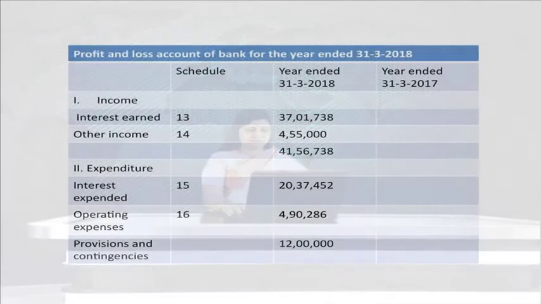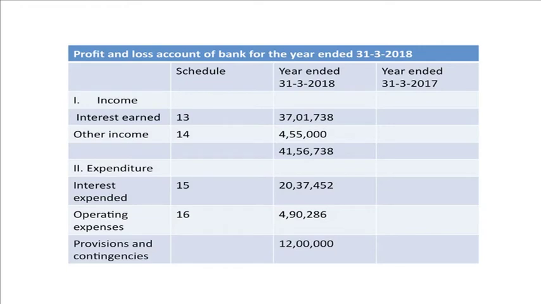There is no schedule assigned to provisions and contingencies, but it will be reflected under the P&L account after the schedules. So, here is a P&L account of the bank, and we will use this format where first we will show particulars, where income and expenditure and relevant schedules will be given. In the second column schedules will be there. In the third column, year ended details as on 31st March 2018 and previous year's figures will be given. Since we are not having previous year's figures, we will not insert anything in the fourth column.